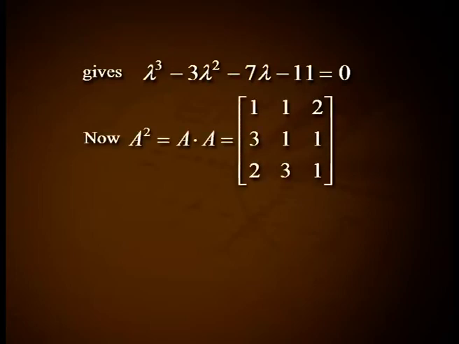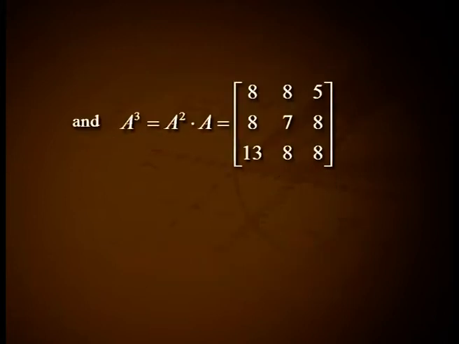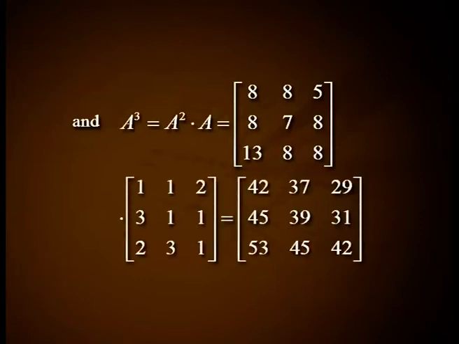Now, A square is equal to A into A, which is equal to matrix 1 1 2 3 1 1 2 3 1 into matrix 1 1 2 3 1 1 2 3 1, which is equal to matrix 8 8 5 8 7 8 13 8 8, and A cube is equal to A square into A, which is equal to matrix 8 8 5 8 7 8 13 8 8 into matrix 1 1 2 3 1 1 2 3 1, which is equal to matrix 42 37 29 45 39 31 53 45 42.